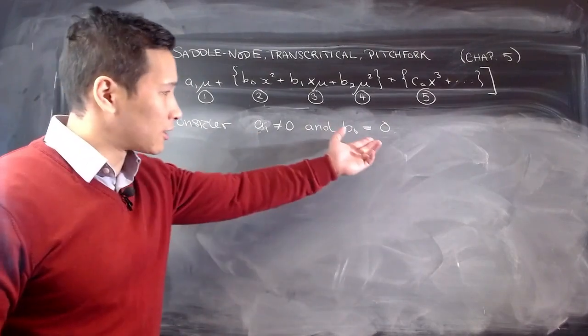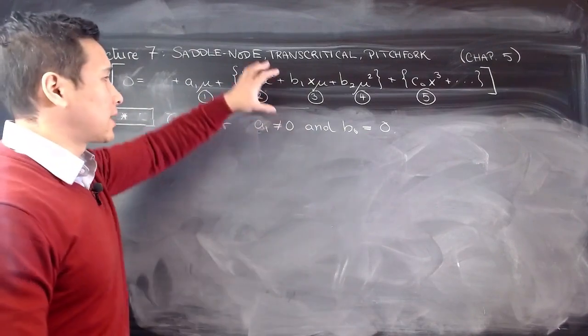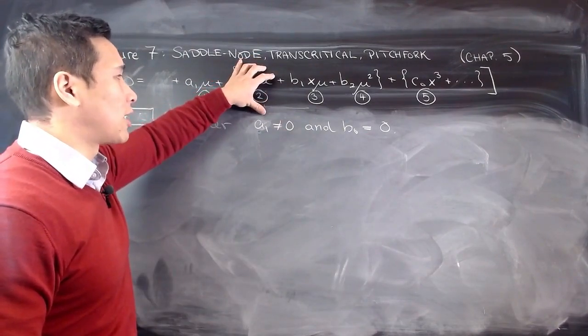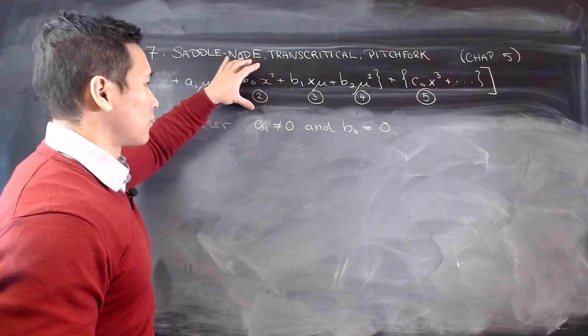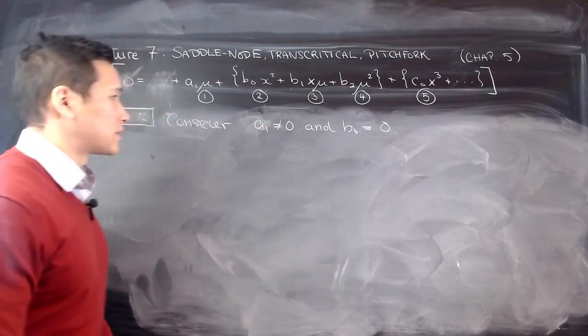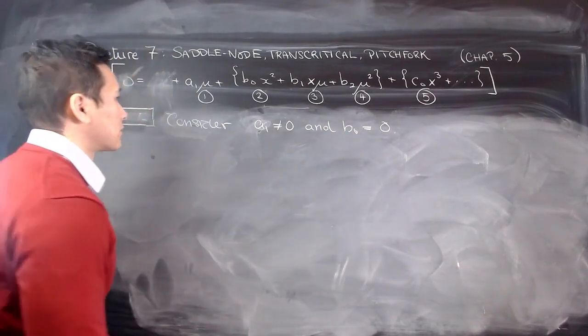If B0 was not equal to 0, then you have a saddle node bifurcation. You have the possibility of 1 and 2. Let's say that the requirement you had for the saddle node bifurcation is now invalidated because this 2 is not equal to 0. And the question is, what are the possibilities?